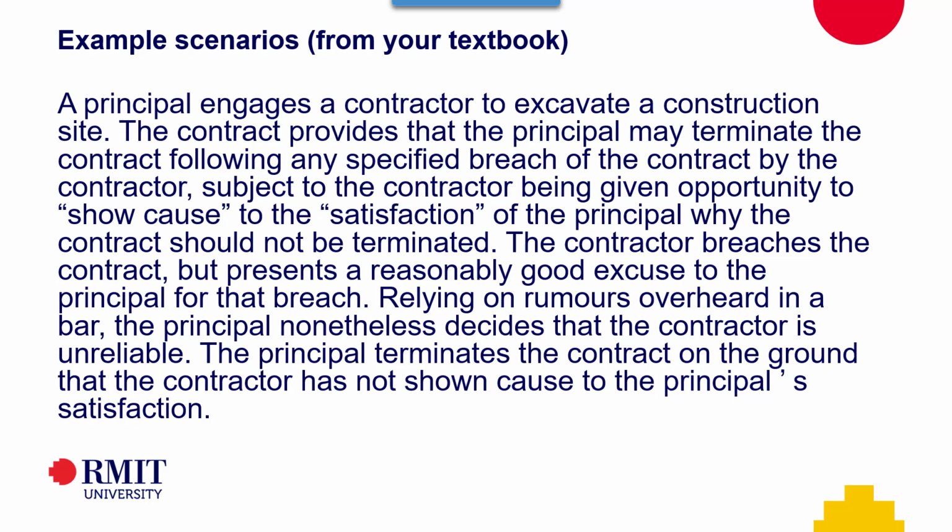A principal engages a contractor to excavate a construction site. The contract provides that the principal can terminate the contract following any specified breach of the contract by the contractor, subject to the contractor being given the opportunity to show cause to the satisfaction of the principal why the contract shouldn't be terminated. Contractor breaches the contract but presents a reasonably good excuse to the principal, but instead the principal goes to the pub, overhears some points of view that lead him to the view that the contractor is unreliable. Principal terminates the contract on the ground that the contractor has not shown cause to the principal's satisfaction, whatever that means. Is that good faith? Is that something that should be covered by good faith?